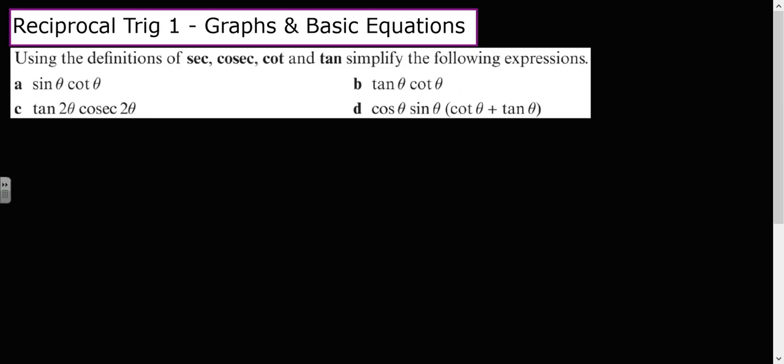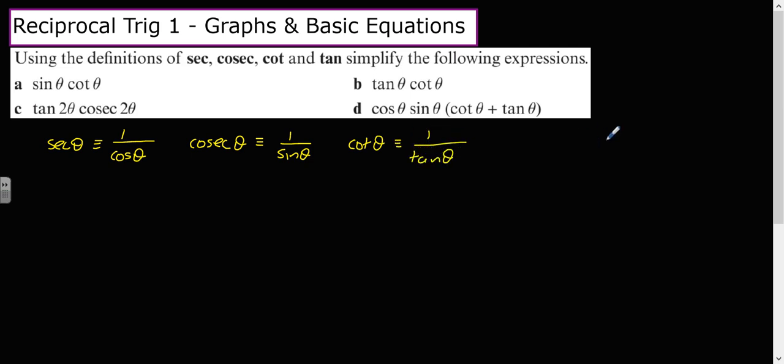So now we get into some simplifications, and it's really important to get these simplifications and become confident with them, because that will allow you to access the more difficult proofs that we're going to look at later in the week. So we're going to use the definitions of sec, cosec, cot, and tan to help us. So it's worth writing these down. Sec theta is 1 over cos theta. Cosec theta is 1 over sine theta. Cot theta is 1 over tan theta, and then we know that tan theta is sine theta over cos theta.